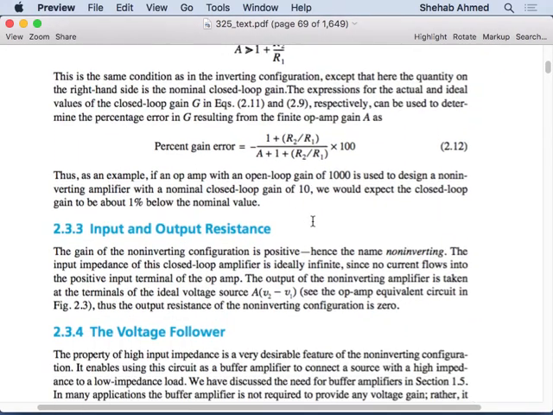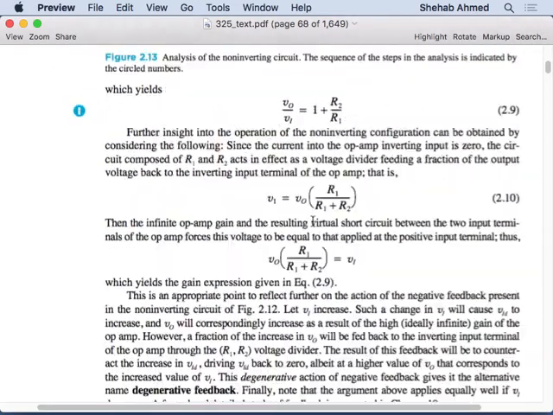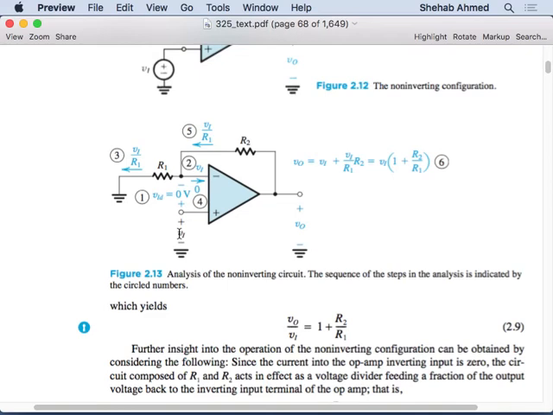Input resistance, we talked about the input resistance. What was the input resistance for the non-inverting amplifier that we see here? Input resistance. Okay, it was infinite. Exactly, since there's no current flowing in here. So the input resistance is infinity.